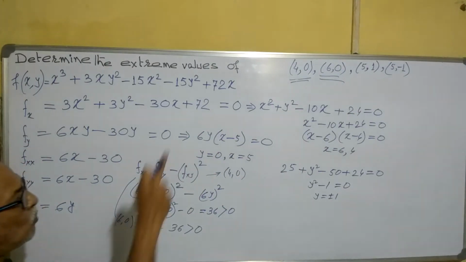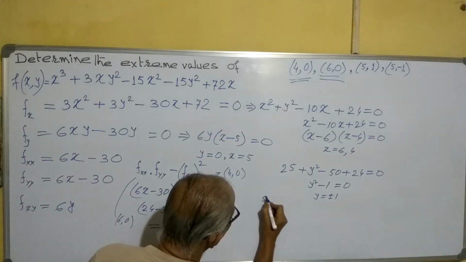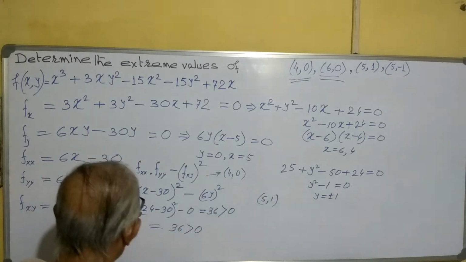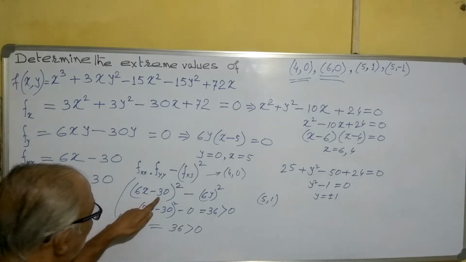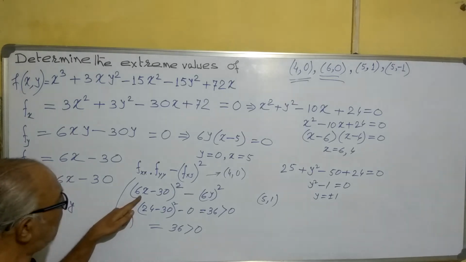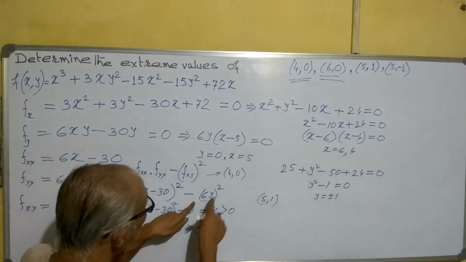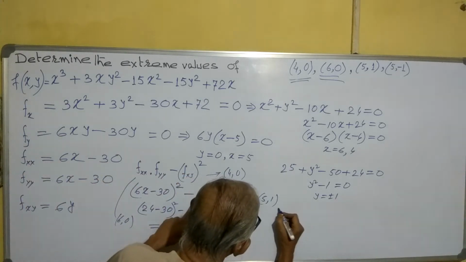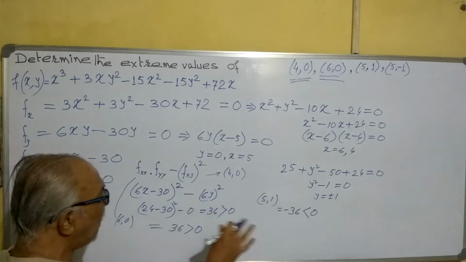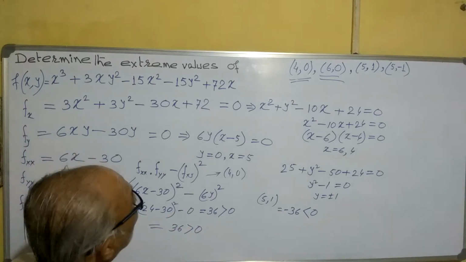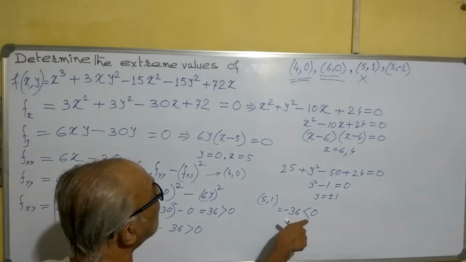Now we have to check two more points, (5, 1) and (5, −1). For (5, 1), 30 minus 30 is 0. So it becomes 0 minus 6 whole square, which is minus 36, less than 0. So here no value is possible, so this one we are rejecting. Here there will be no extrema because this is coming less than 0.